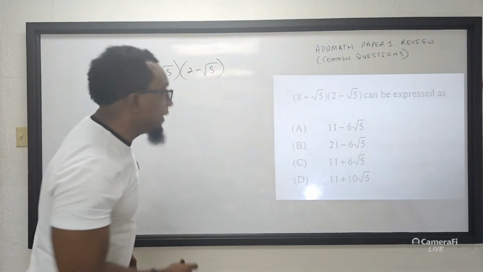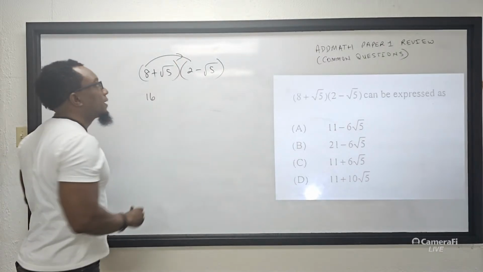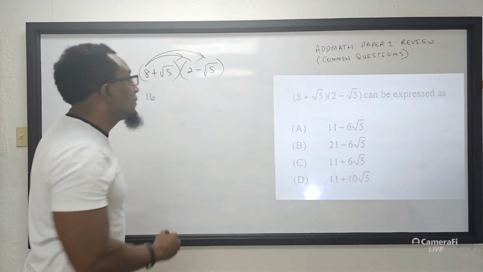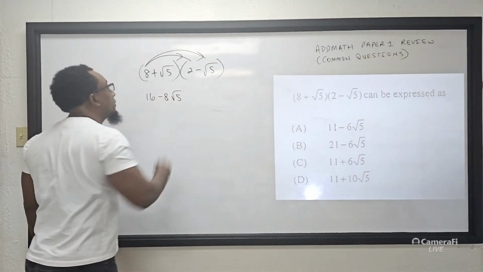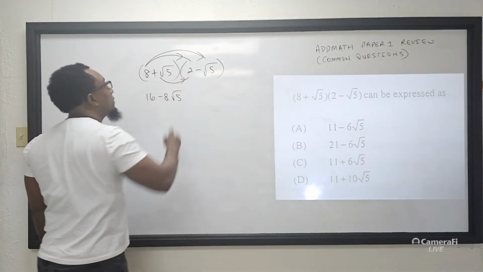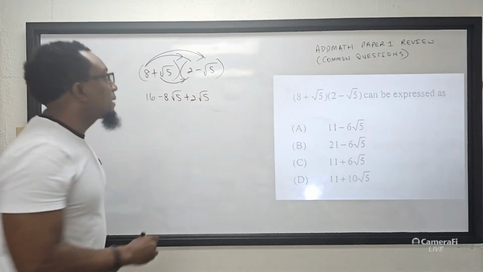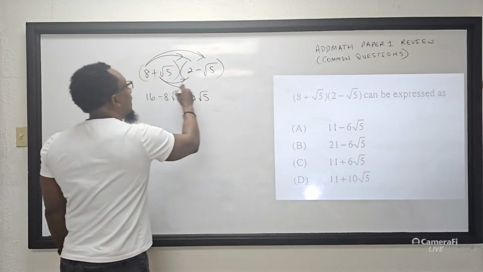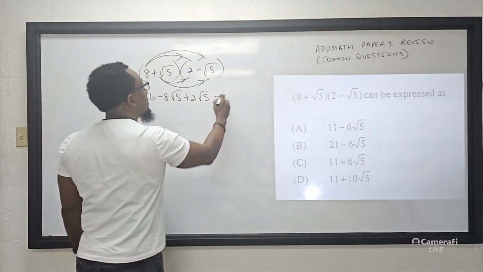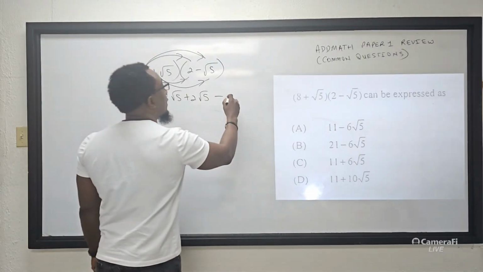So I'm going to multiply 8 by 2, which is 16. I'm going to multiply 8 by negative the square root of 5, which is negative 8 the square root of 5. I'm going to multiply positive the square root of 5 by 2, so that becomes positive 2 the square root of 5. And I'm going to multiply the square root of 5 by negative the square root of 5, which is, a plus by a minus is a minus. The square root of 5 by the square root of 5 is the same as the square root of 25.